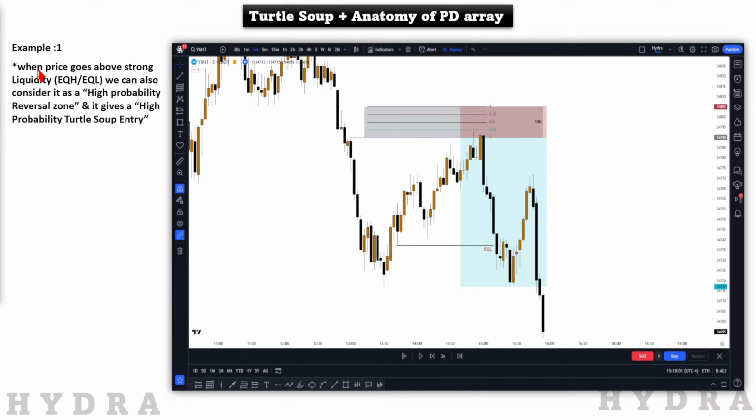let's look at what I wrote here. When price goes above strong liquidity, equal high, equal low, we can also consider it a high probability reversal zone. So where was our relative equal high? Right here, right? And it gives us a high probability turtle soup entry when price goes above these retail stops. Okay, basically retail are not selling on the lower time frame here, but this is how the algorithm sees it.